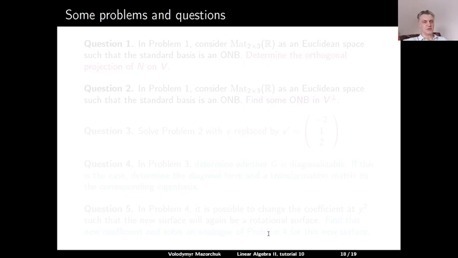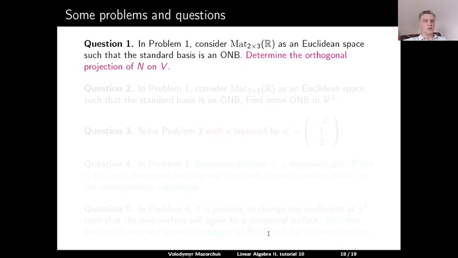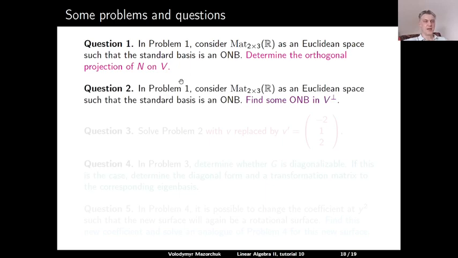Here are some additional problems and questions. Question 1. In problem 1, consider the space of all 2 times 3 real matrices as a Euclidean space such that the standard basis is an orthonormal basis. Determine the orthogonal projection of the matrix N onto the subspace V. Question 2. In problem 1, consider the space of all 2 times 3 real matrices as a Euclidean space such that the standard basis is an orthonormal basis. Find some orthonormal basis in the orthogonal complement to V.